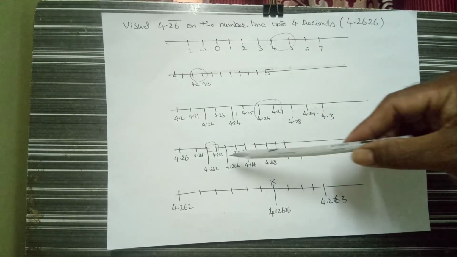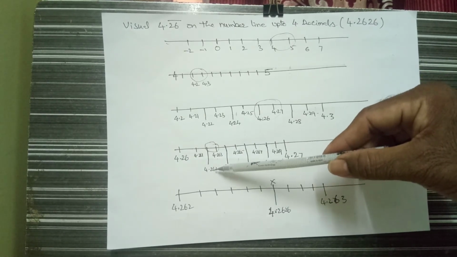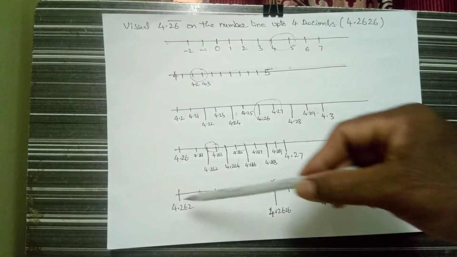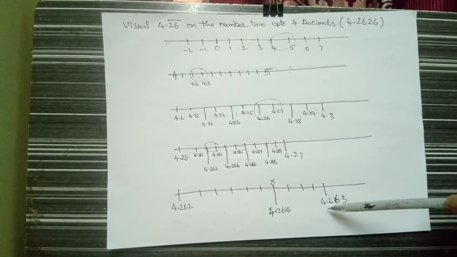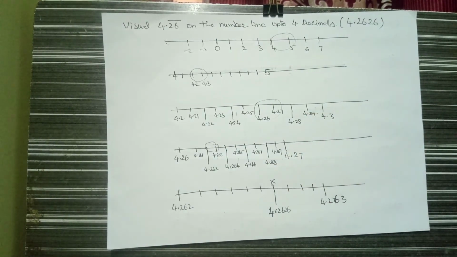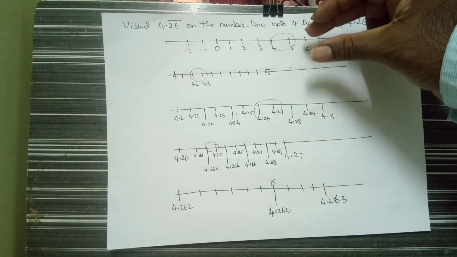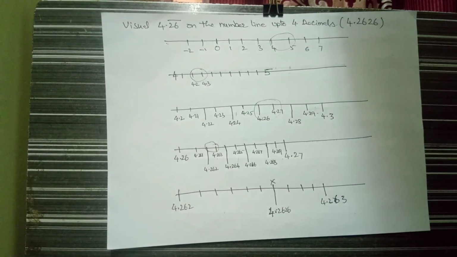10 equal parts, and you can locate 4.262 here. And finally, 4.262 this side and 4.263 to the right side. Divide them into 10 equal parts and you can find 4.2626. That means slowly, it is zooming like that. We are going into the particular spot. That's all about this problem.